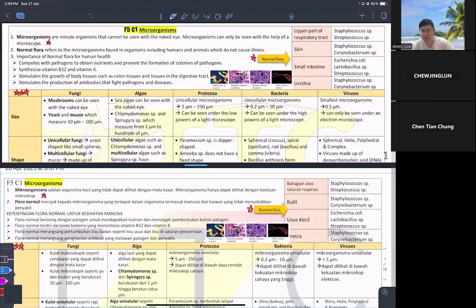Three stars means you need to memorize everything. Every important thing is three stars. Two stars means you have to memorize, but not that deep. So the difficulty and the importance are increasing step by step, you can see.